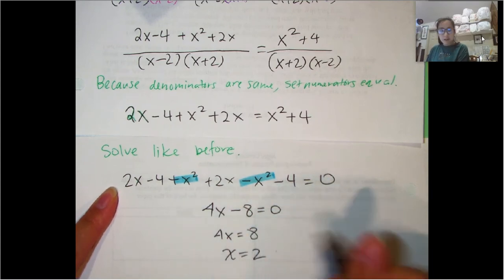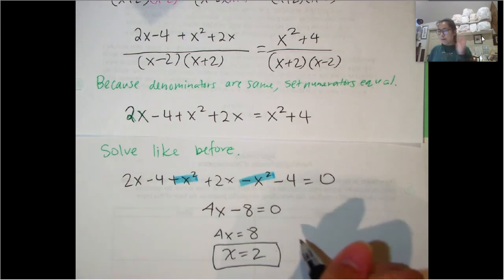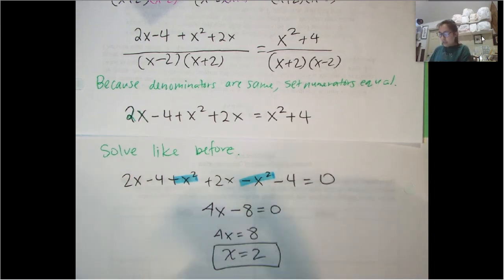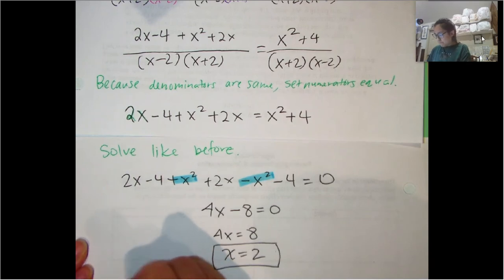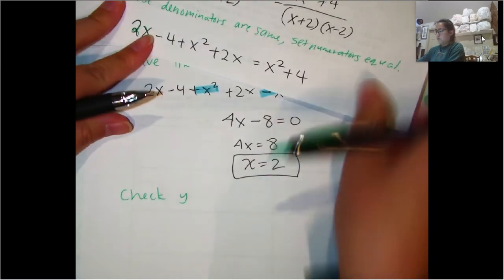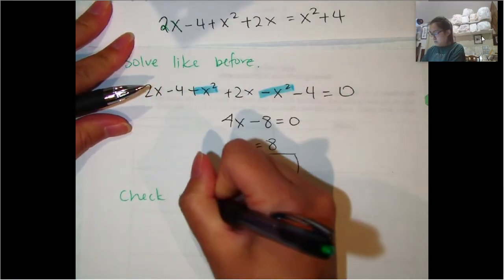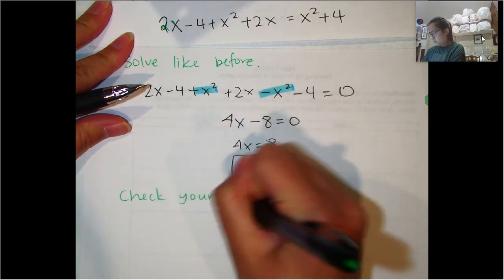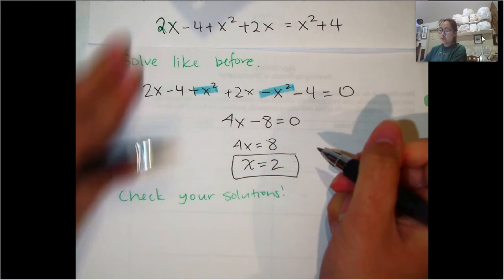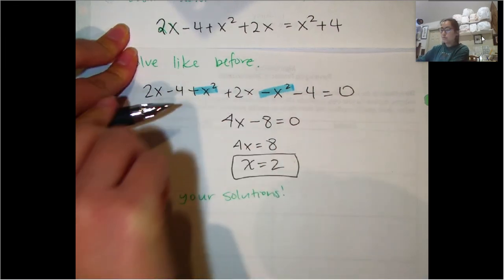And a lot of you are like, okay, box my answer. We're done, good to go. But actually you cannot do that. You need to check your work. And you're going to check it with the original equation. As always, the original equation.